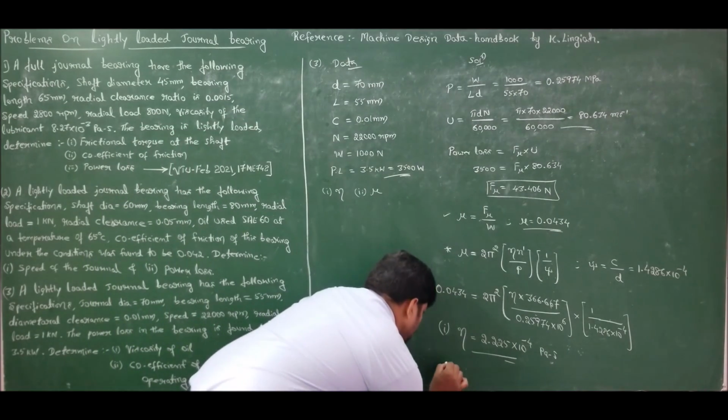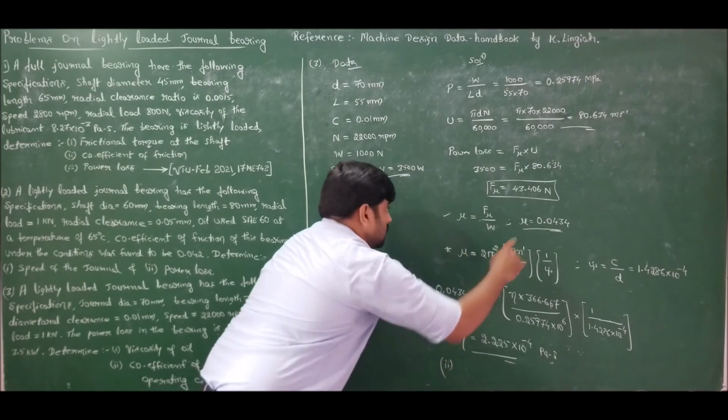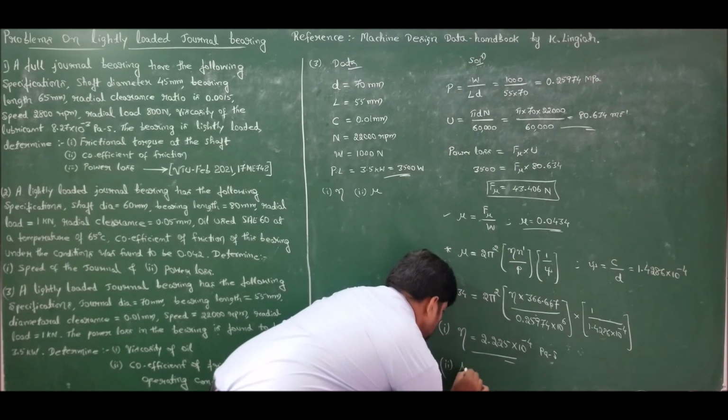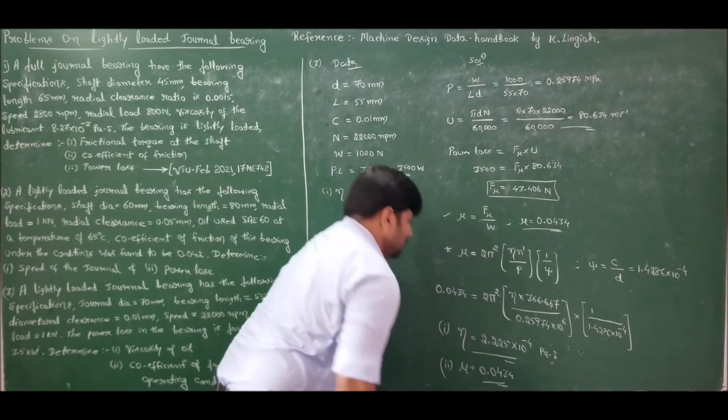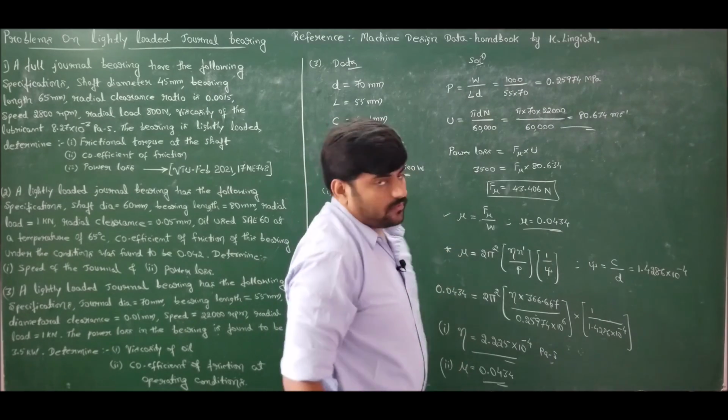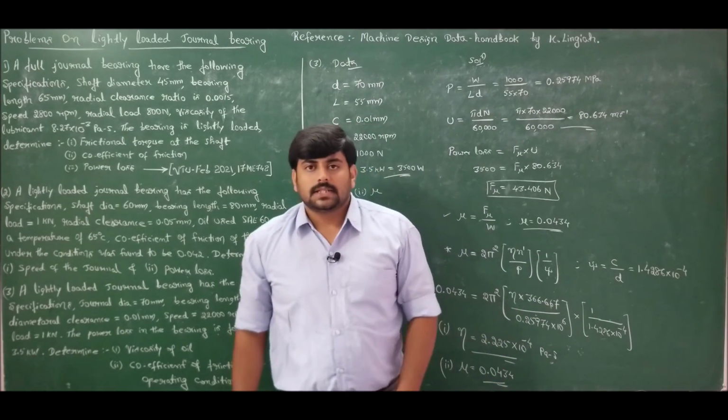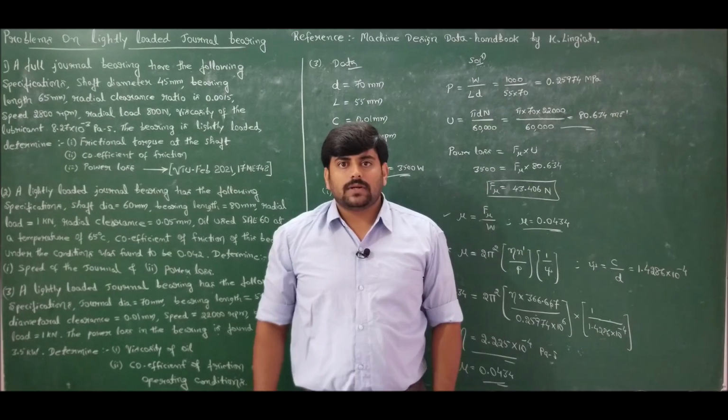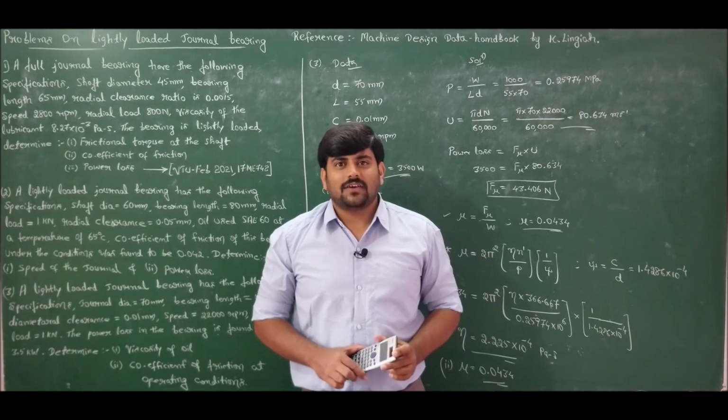And the coefficient of friction, which we have already calculated, mu is 0.0434. So this is the complete solution for problem number 3. This completes our discussion on lightly loaded journal bearings. That's all from this lecture.